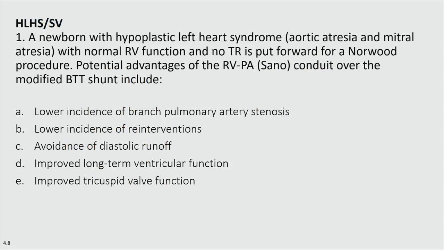So, question: a newborn with hypoplastic left heart syndrome with normal RV function and no TR is put forward for a Norwood procedure. Potential advantages of the Sano conduit over the modified BT shunt include lower incidence of branch PA stenosis, lower incidence of reinterventions, avoidance of diastolic runoff, improved long-term ventricular function, or improved tricuspid valve function.